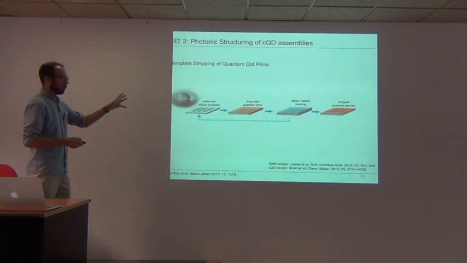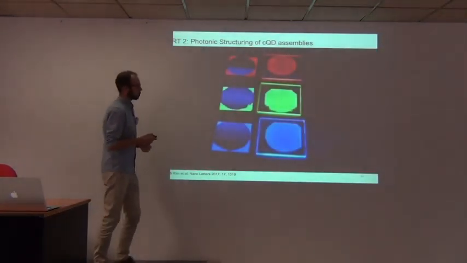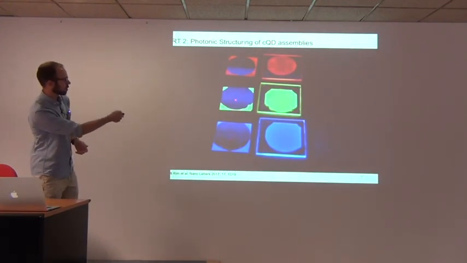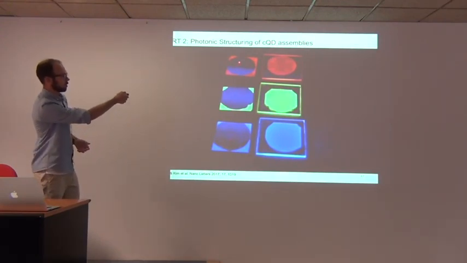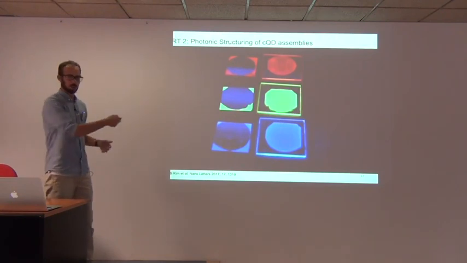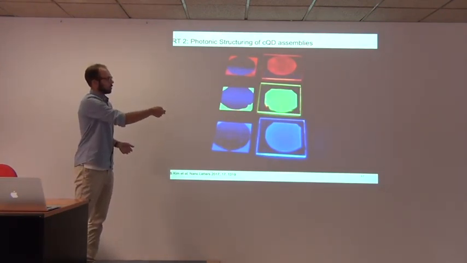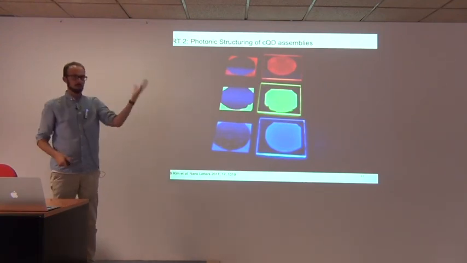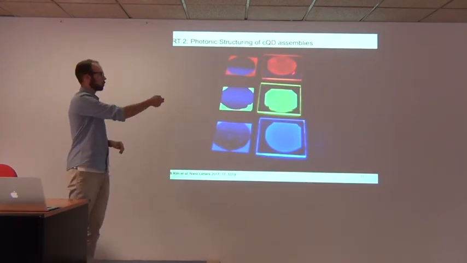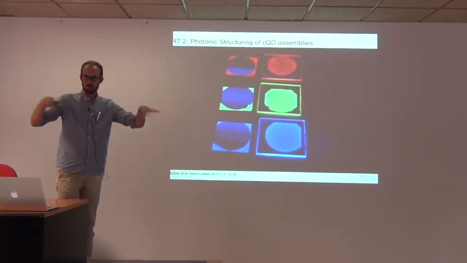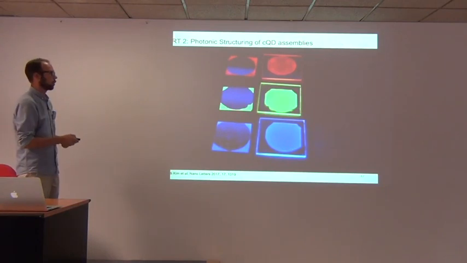So this works very well, and after a little bit of optimization, here you see a couple of examples. These are the templates. You cannot really see the patterns here, you can kind of see them here. This also shows the color tunability of these quantum dots: red, green, and blue. And these are the stripped films that now have these patterns transferred into the quantum dot film, and the round shape is just where you've let the glue flow out before it started to harden.